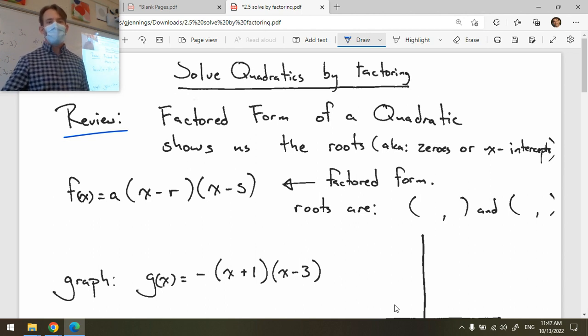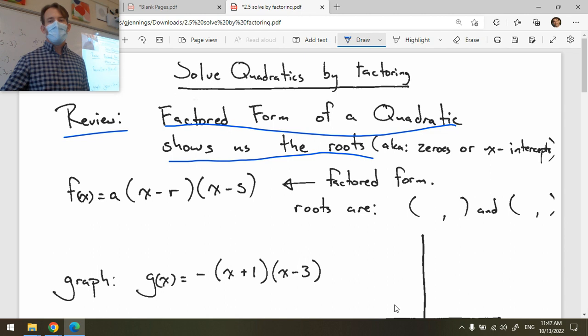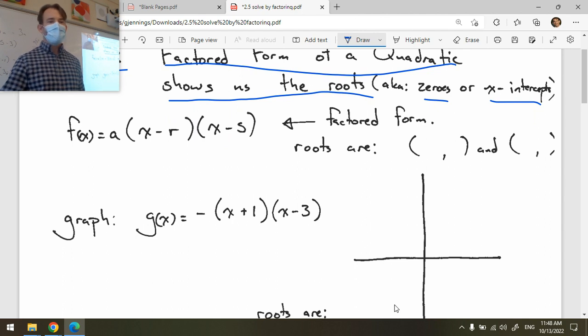Let's review very quickly the factored form of a quadratic. This is a form that shows us the roots. Another word for roots are the zeros or the x-intercepts of a quadratic. So if I show you f of x is equal to a multiplied by x minus r times x minus s, what are the roots of this general factored quadratic here?